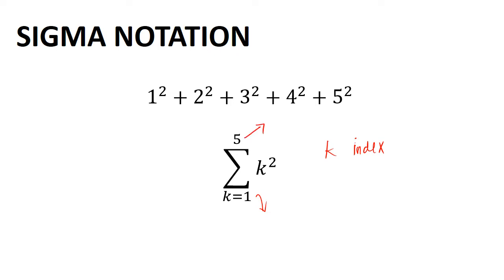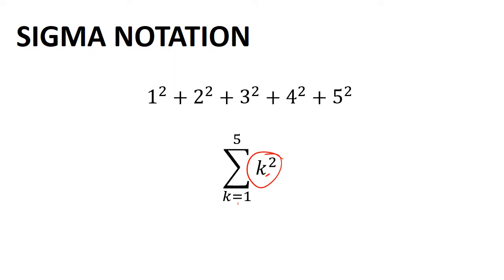1 is the lower limit, which means dito ka magsisimula. It is where the summation starts, or it is where the value of k starts. And the upper limit 5 is where the value of k ends. And the summation notation, or the sigma, Greek letter sigma, denotes that we are going to add every term, which is k squared, where k is from 1 to 5.